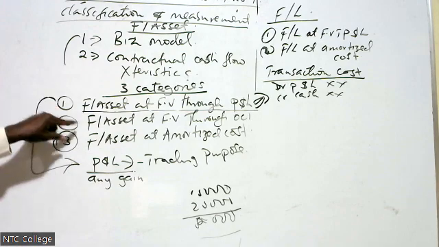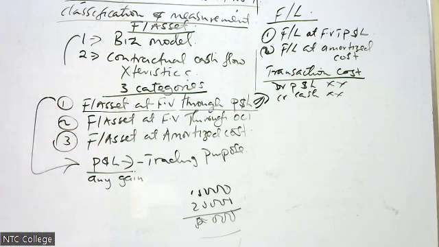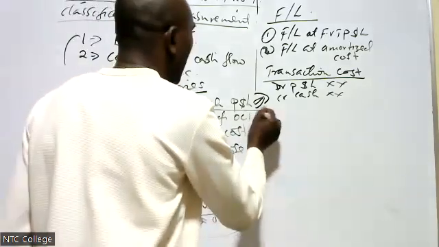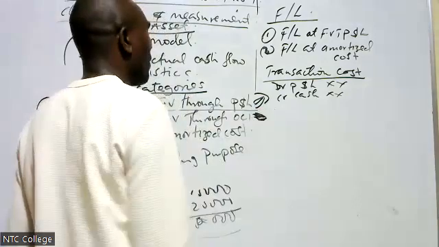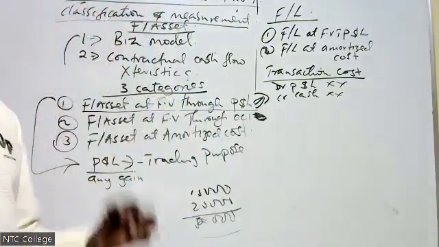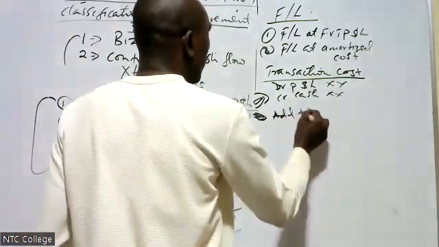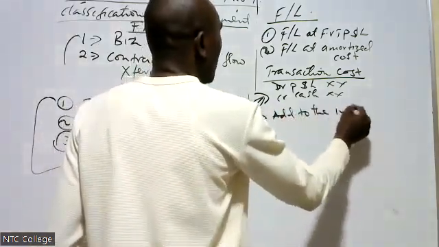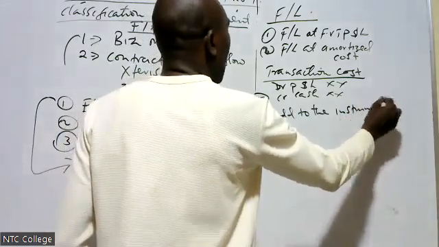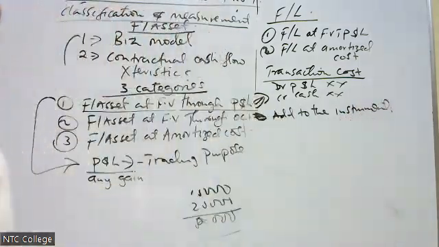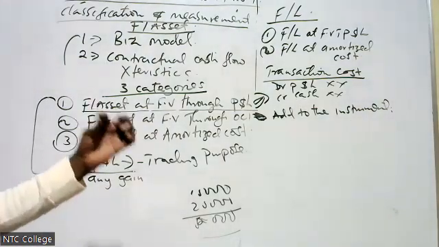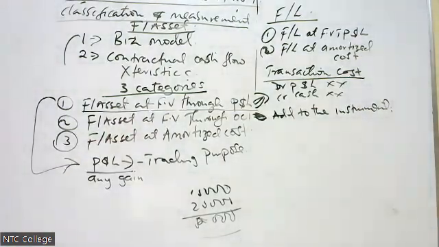Now let me come to financial assets at fair value through OCI. My second category, financial asset at fair value through OCI. If I'm classifying my investment as fair value through OCI, any transaction cost, you add to the instrument.